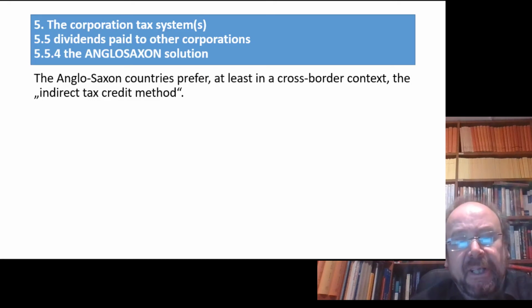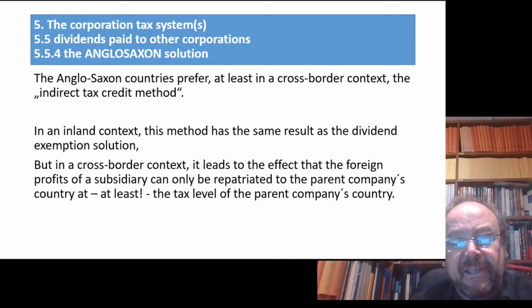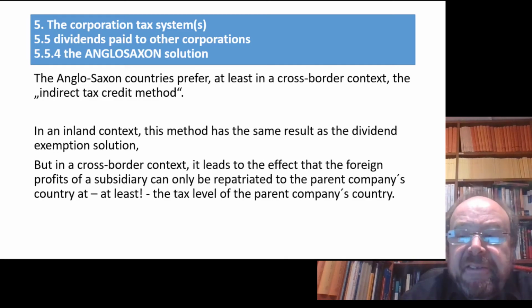Well, but normally they prefer the indirect tax credit. So in an inland context, this method has the same result as the dividend exemption method, so nothing to bother about. But in a cross-border context, it leads to the effect that the foreign profits of the subsidiary can only be brought back to the parent's company if you pay at least the tax level of the parent company in the final effect.